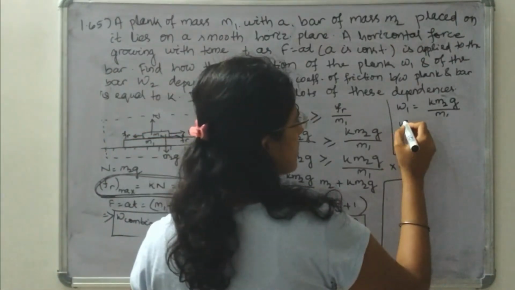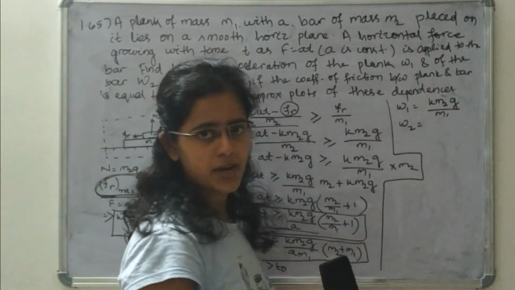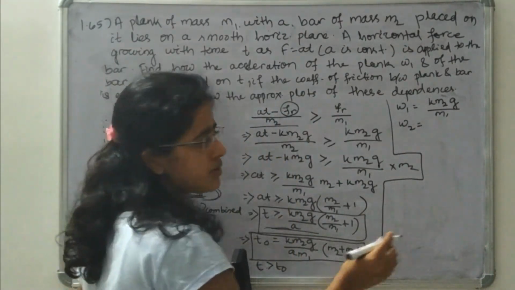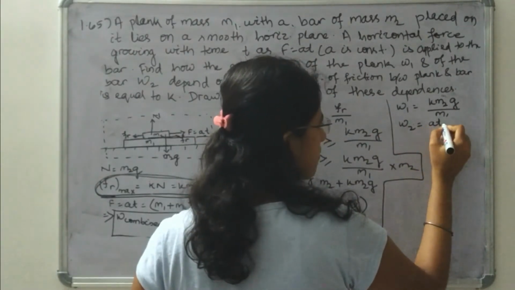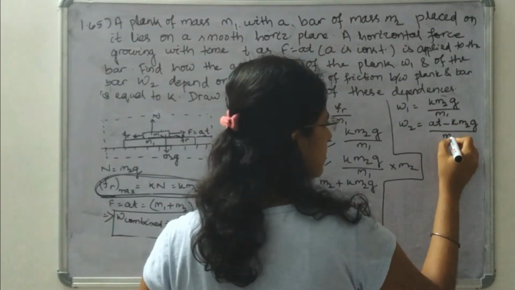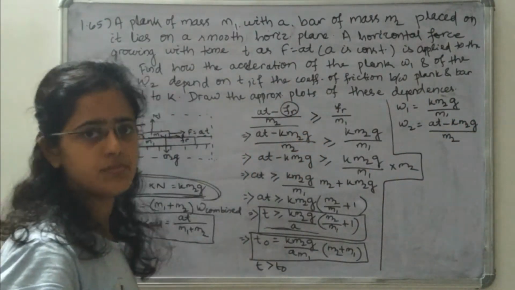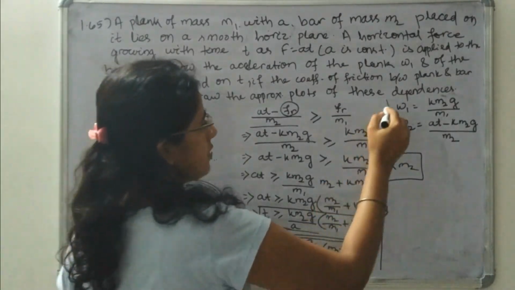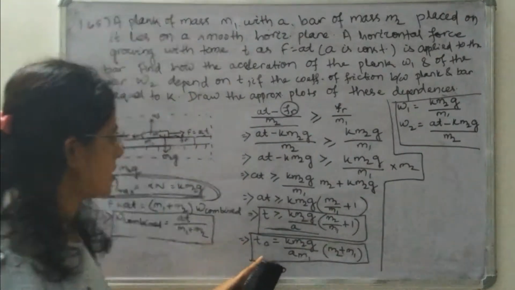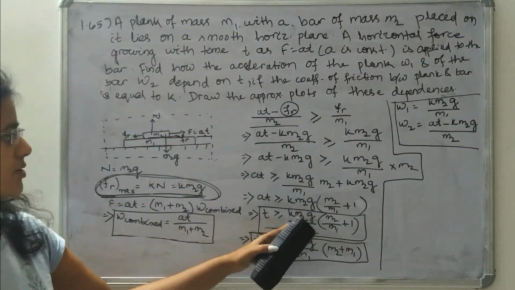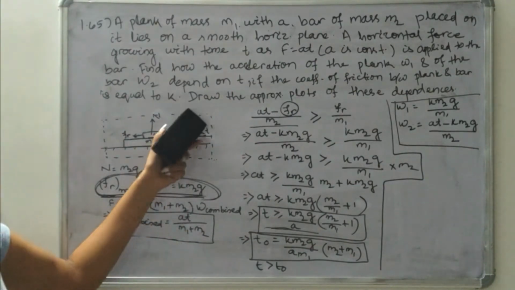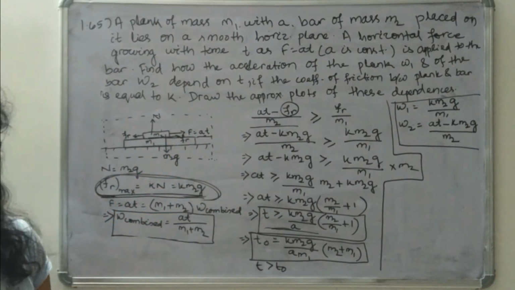Next we have to calculate the acceleration of the bar. How much is it? A T minus Fr divided by m2, that is A T minus k into m2 into g divided by m2. Okay, we have got the acceleration of these two bodies after this time has been reached, when t is greater than or equal to this value. Next we have to draw the approximate plots of these dependencies.